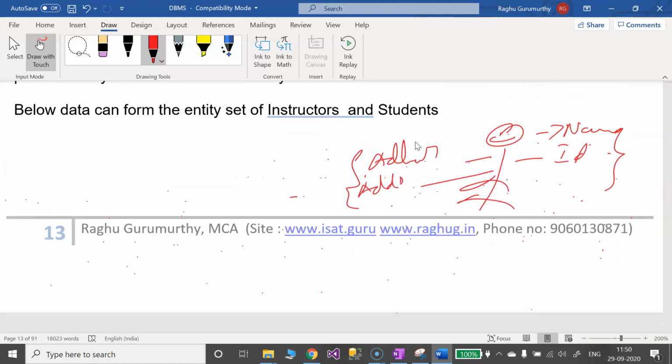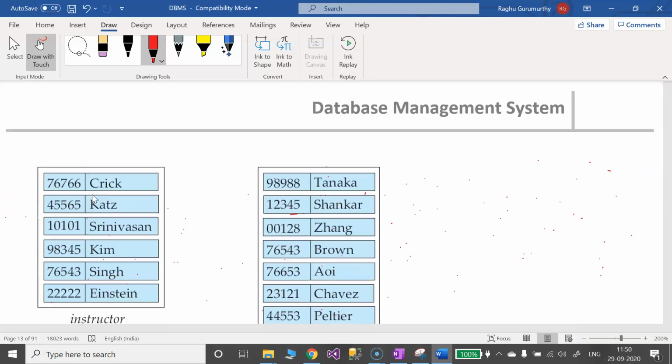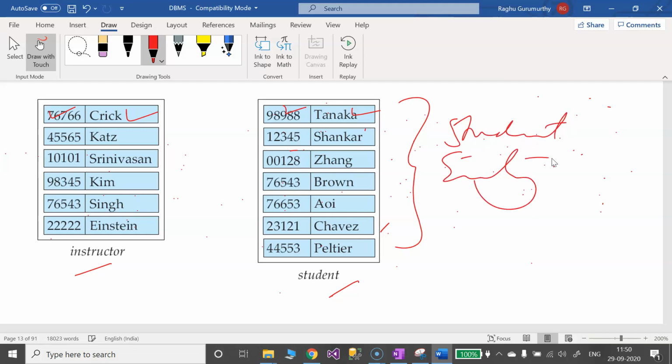Later, here they are specifying some of the entities. This is the instructor entity, this is the student entity. Here this one is name and this one is ID. This one is student name, student ID. This is the student entity set. This is what they are showing, the instructor entity set. Hope you are getting the concept.